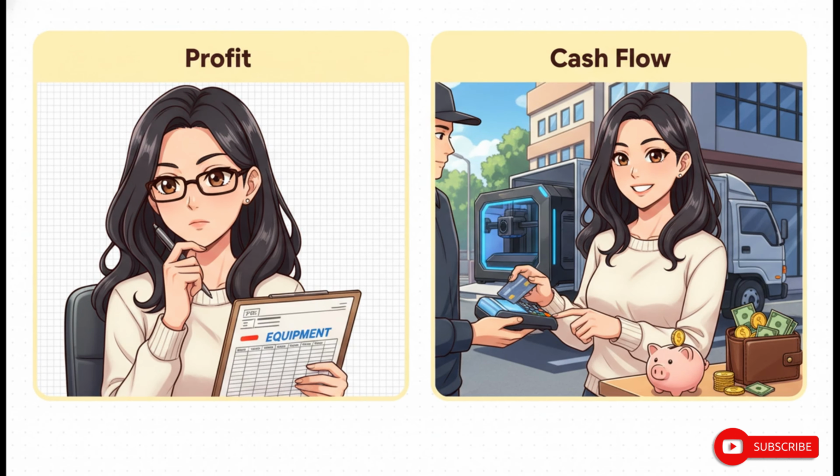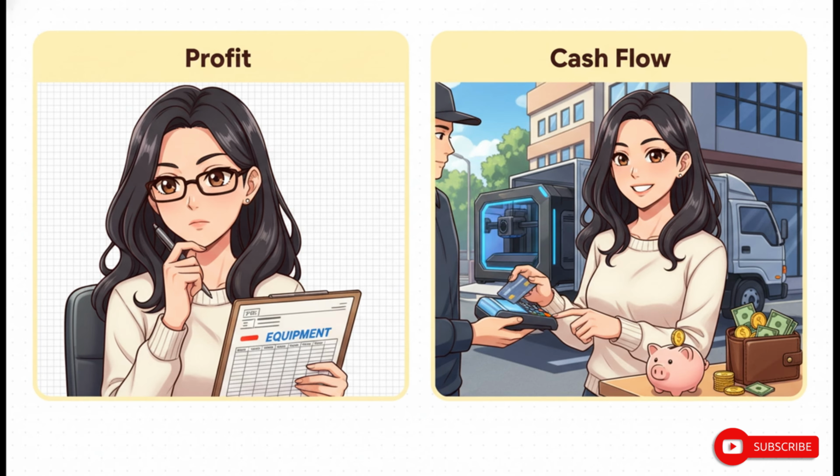Over on the left, we've got profit. Think of this as kind of like the score of a game on paper. It's what you figure out on a spreadsheet, right? Your income minus your expenses. But then, on the right, we have cash flow. And this isn't theory. This is reality. This is the actual money moving in and out of your bank account.